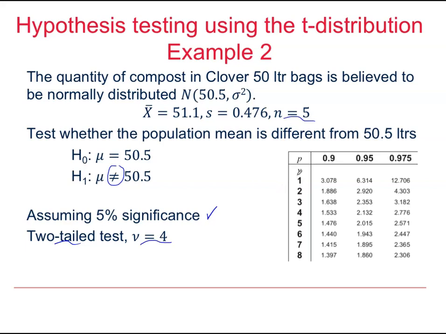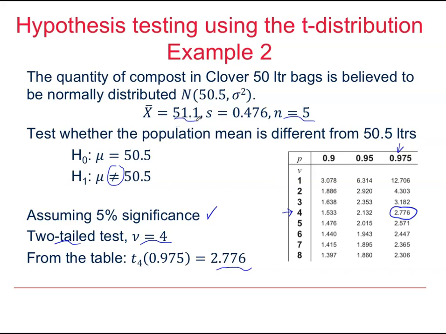Here's part of the AQA table, and if we look along the row where nu equals 4. Now, as this is a two-tailed test, we do require the value of p to be 0.975, and we're going to read this value off of the table here, 2.776. This is the value that we require as the critical value for the test, because the sample mean 51.1 is greater than the hypothesized value. So that means we do need the upper tail as the critical value.